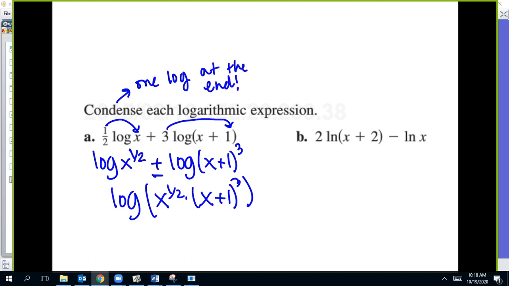And then I can rewrite this, make it a little clearer even more. So x to the 1/2 is the square root of x. And then we can keep this x plus 1 to the 3rd like that. And so I'll just highlight how the final answer could look.